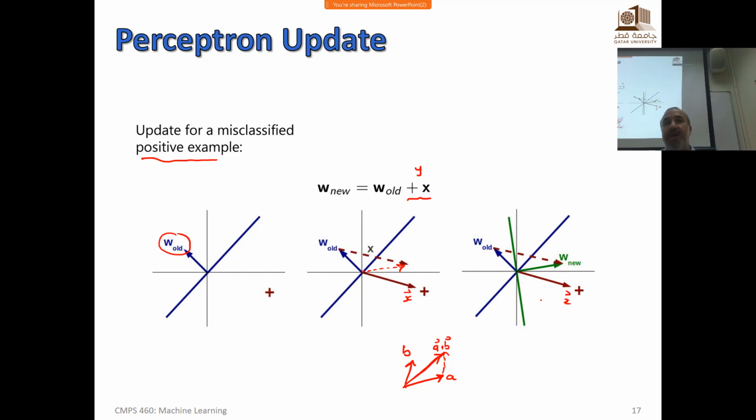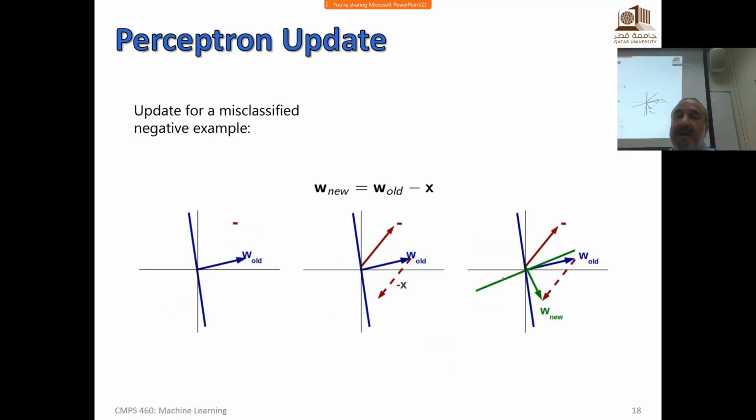So with a positive example, we misclassified, right? So we should go close to it. That's the idea. So we add x so that the new w, you see here, this is the old w, it's far from x. Now we pushed it towards x. So now x will be considered positive with the new model. Okay? Now, what will happen when we have a negative example?